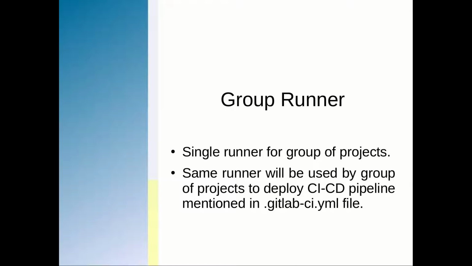First of all, what is a group runner? A group runner is a single runner for a group of projects. The same runner will be used by a group of projects to deploy the CI/CD pipeline mentioned in your .yml file. Different projects will have different .yml files, but for all those deployments we will use a single specific runner.